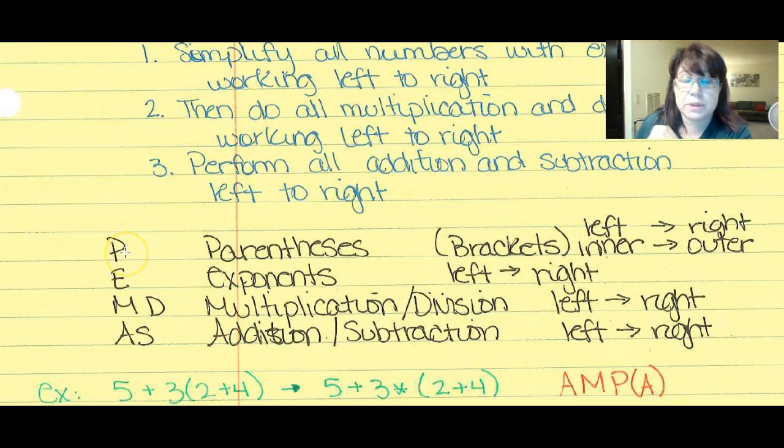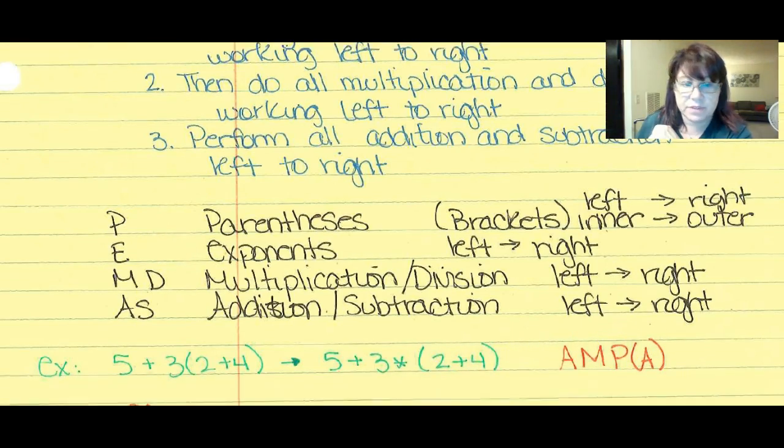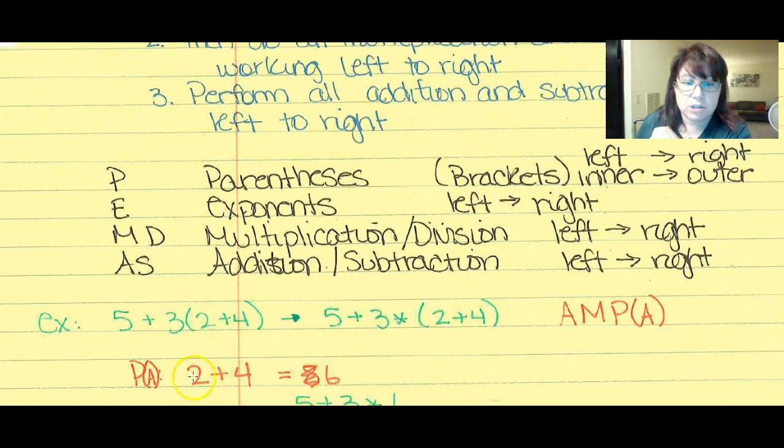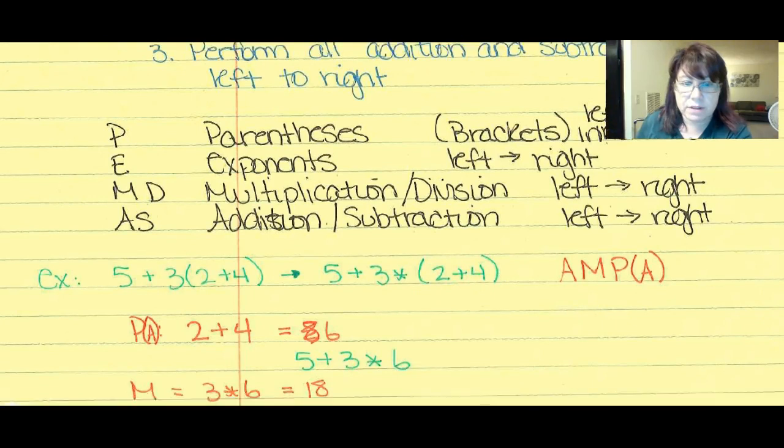So let's follow our rules. First thing, parentheses. Do everything in the parentheses. Well, it looks like inside my parentheses I have some addition. So 2 plus 4 is 6. Cool. Okay. All of this can become 6. I now have 5 plus 3 times 6.